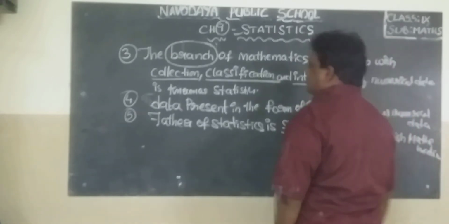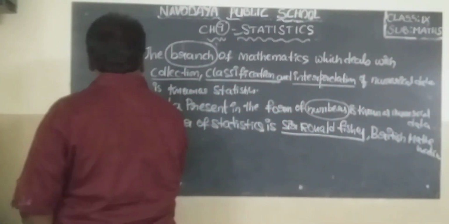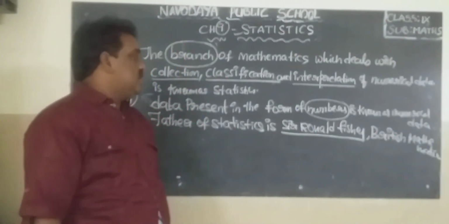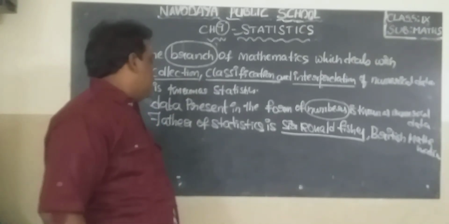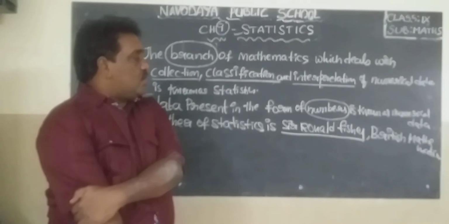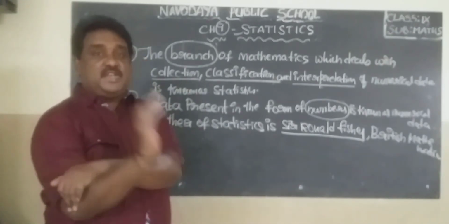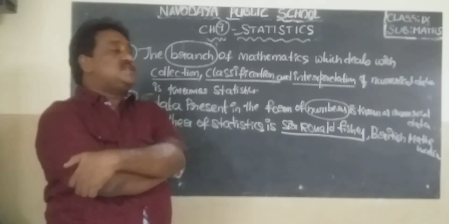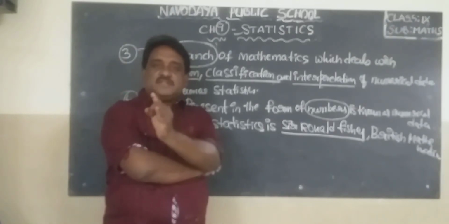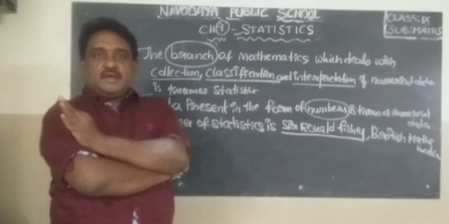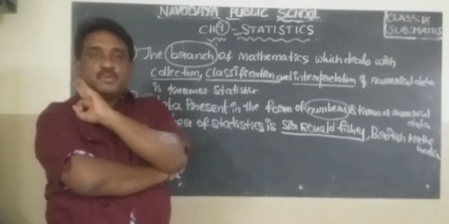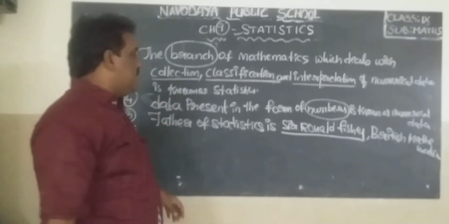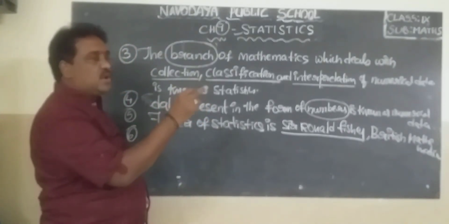So, who is the developer? So many are there actually. Out of all mathematicians, one mathematician is very important. He is the developer of statistics. So, father of statistics is Sir Ronald Fisher, British mathematician. Who is Sir Ronald Fisher? Father of statistics, developer of statistics. Statistics deals with numbers, numerical data. Only numerics are there. Father of statistics, Sir Ronald Fisher.